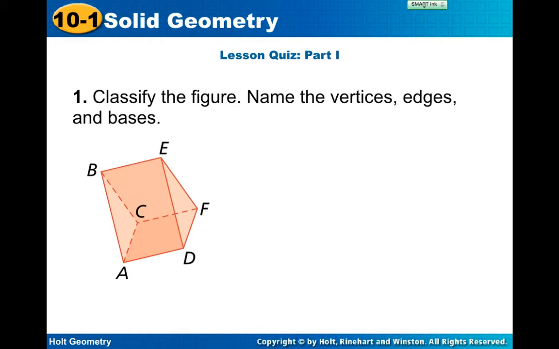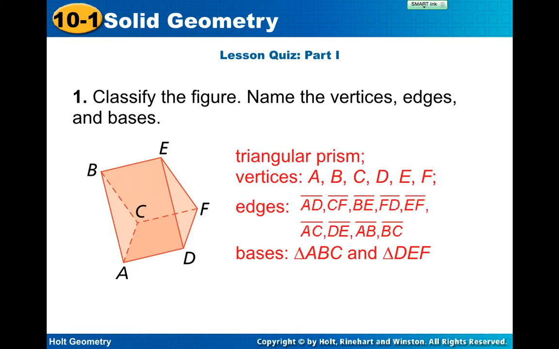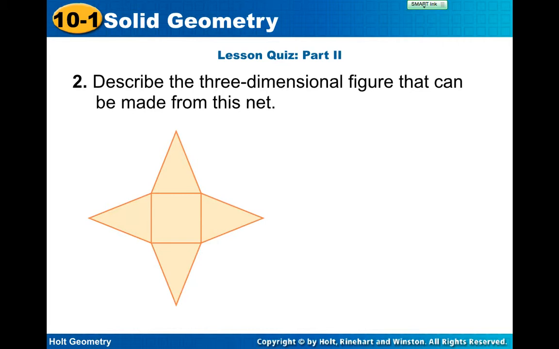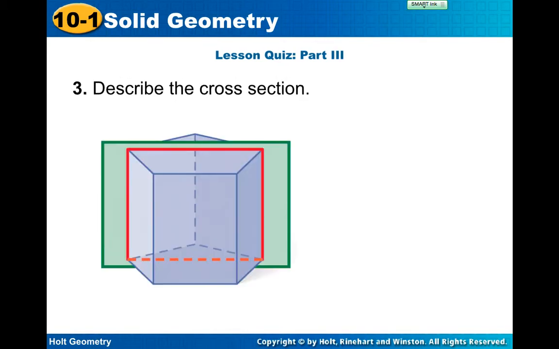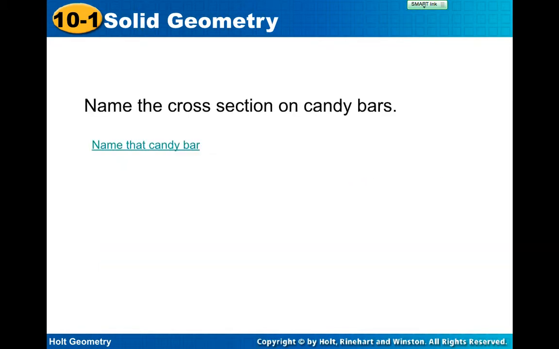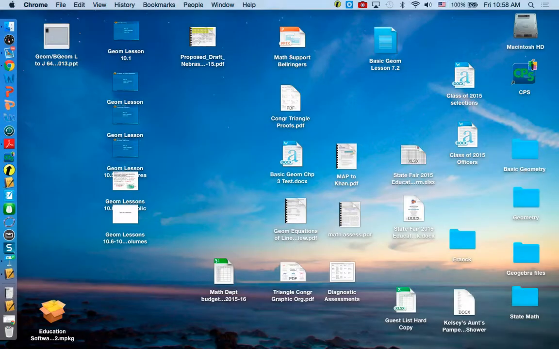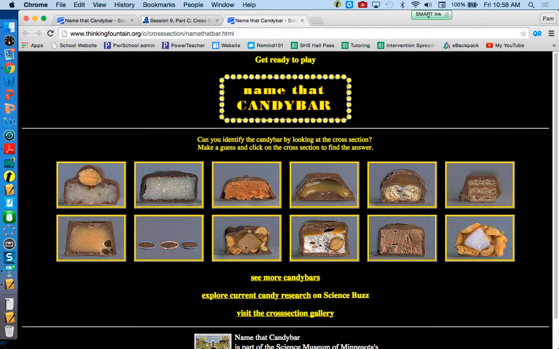Okay, so our lesson was on naming them, doing the nets, and doing the cross sections. You might want to play with that some more. Here's a fun kind of cross section activity. So before we work on homework, let's see if you can name some candy bars. It shows the cross section of a candy bar. You need to name them, okay, got the assignment on the back. All right, name the candy bars.